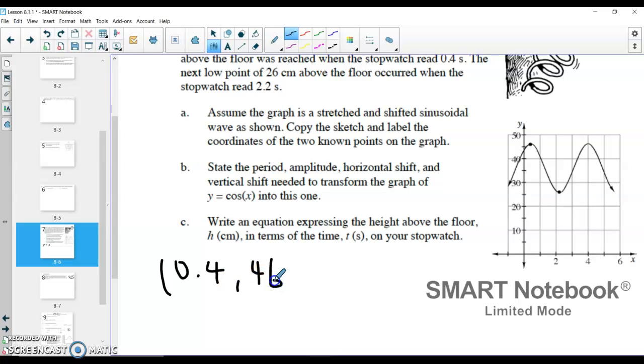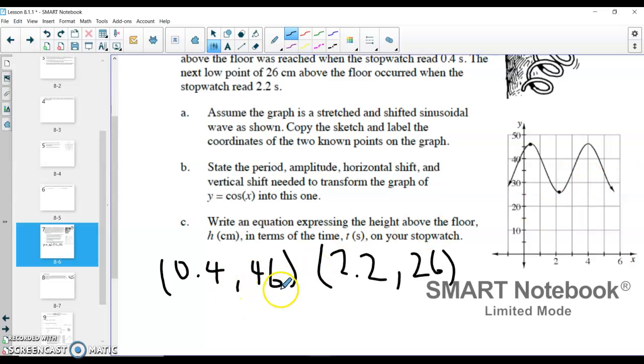and it's at its peak of 46 centimeters. The second point here is when we have the stopwatch at 2.2 seconds, and that's when it's at its low point of 26 centimeters. And we really like to start high to low, especially if we're going to use a cosine function, which is what we're going to do, and we'll see that as we continue doing problems here today. But here, that's the high point, now into the low point, which is 26 centimeters. And then those are the 2 key points that I know.